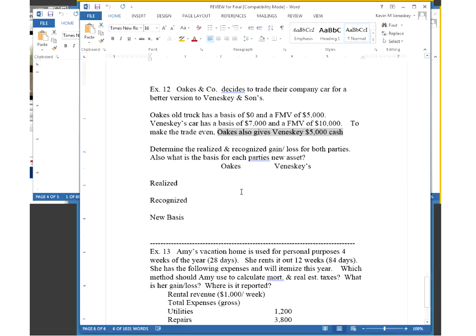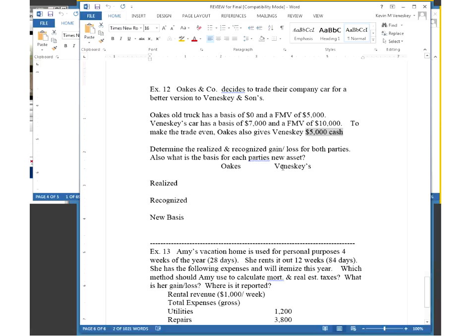And I want us to determine the realized and recognized gain or loss with this like-kind exchange, as well as the new basis. So let's do Oaks first. Oaks is getting something worth $10,000, because they're getting a car worth $10,000. They're giving up something worth 0, but they're also giving up cash. So 10,000 minus 0 minus 5,000. So they have a realized gain of 5,000. Recognized, since it's a like kind and they did not receive boot, recognized would be 0.